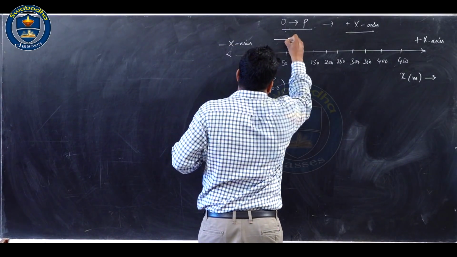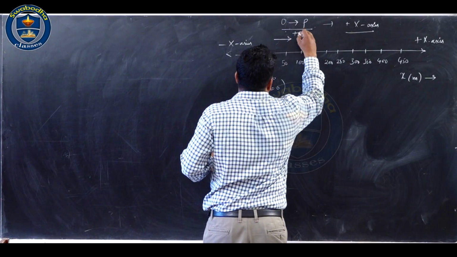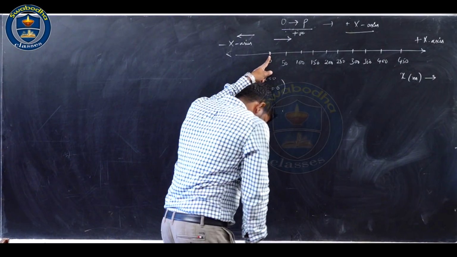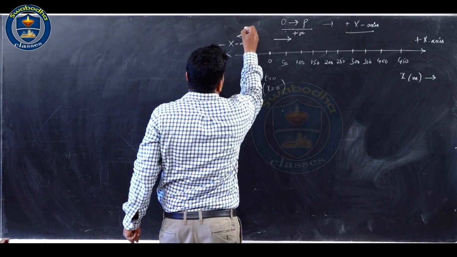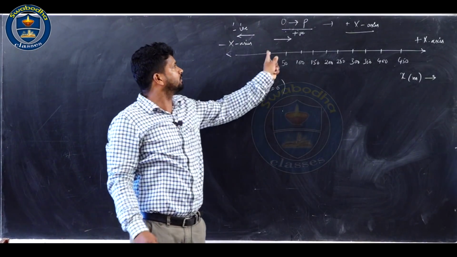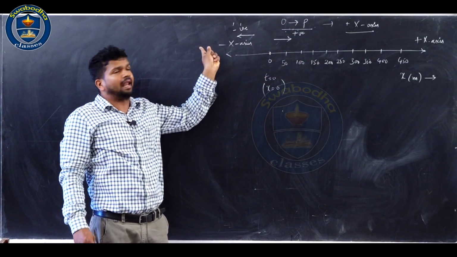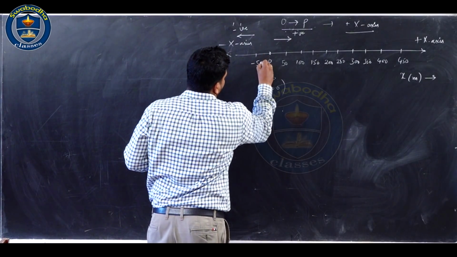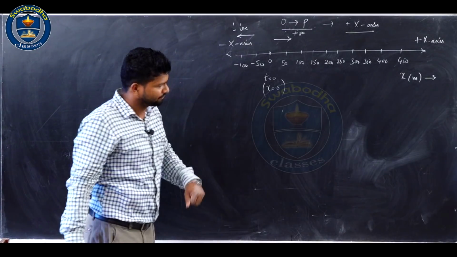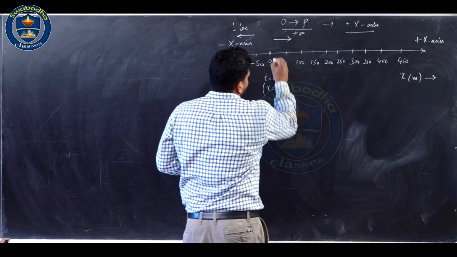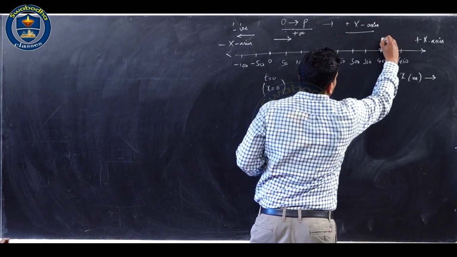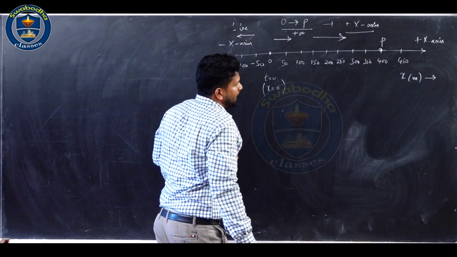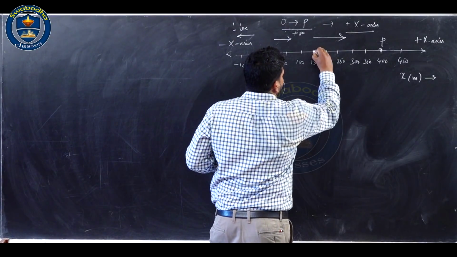As you go rightwards of O, position is taken as positive. As you go leftwards of the reference point O, position is taken as negative. This will be minus 50, this will be minus 100. Fine. So consider the simple example. The car is moving from O to P in this direction, and the car returns to Q.